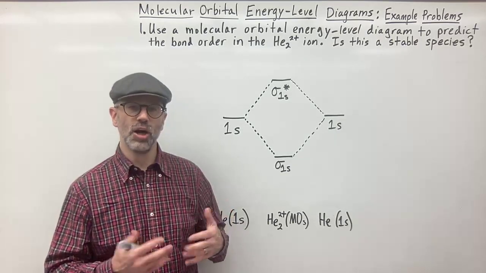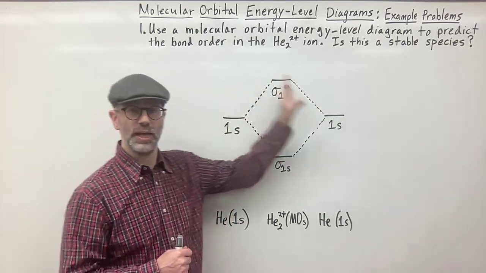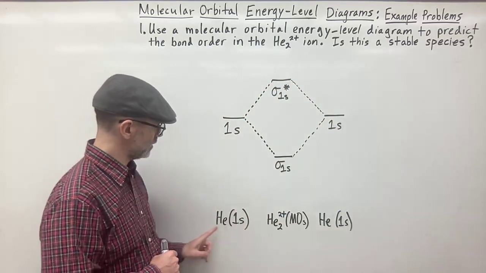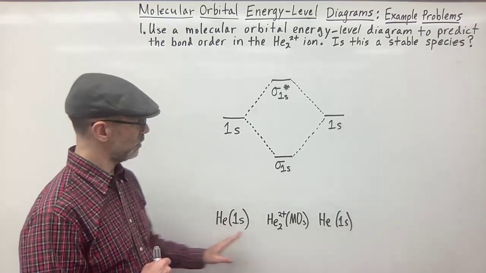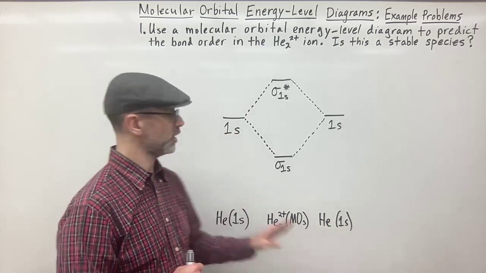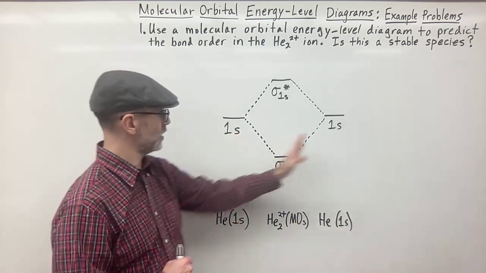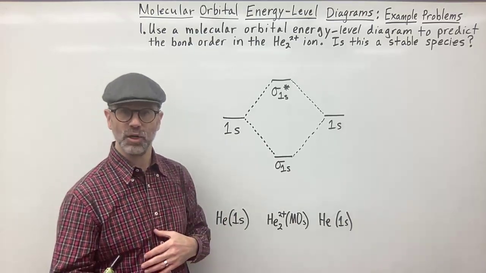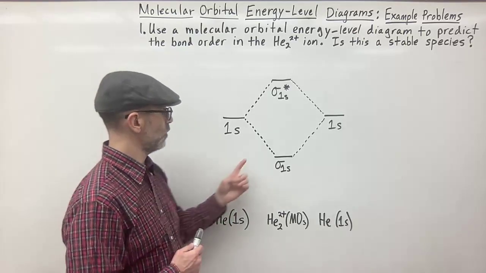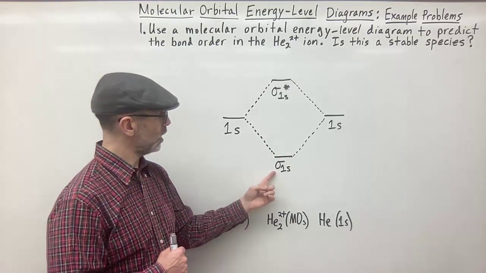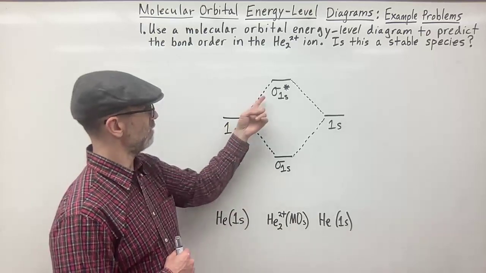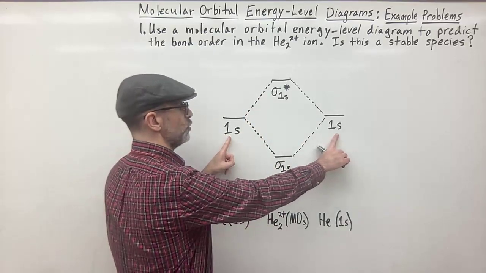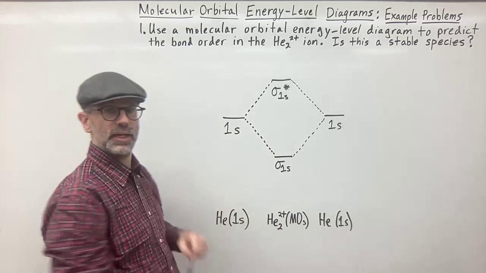So we're going to start off by drawing our molecular orbital energy level diagram here. Here we have the 1s orbital from one helium, and here we have the 1s orbital from the other helium. So these are the atomic orbitals. Those are going to combine together to give you the bonding orbital and the anti-bonding orbital. Here we have the bonding orbital, sigma 1s, and the anti-bonding orbital, sigma 1s star. So from the two atomic orbitals, we get two molecular orbitals.